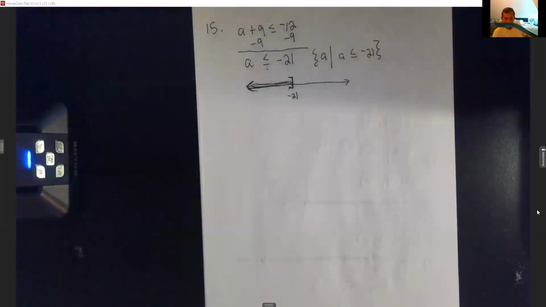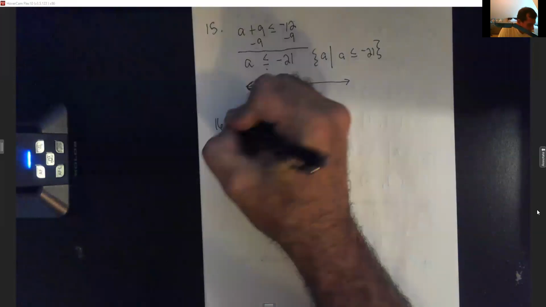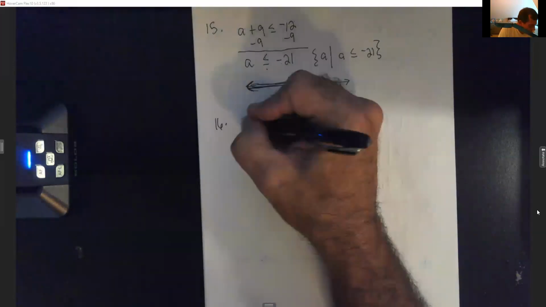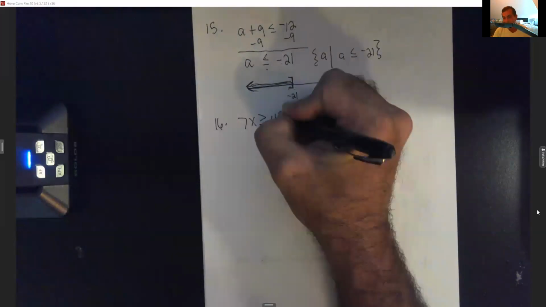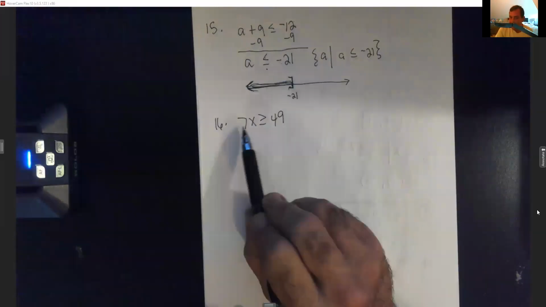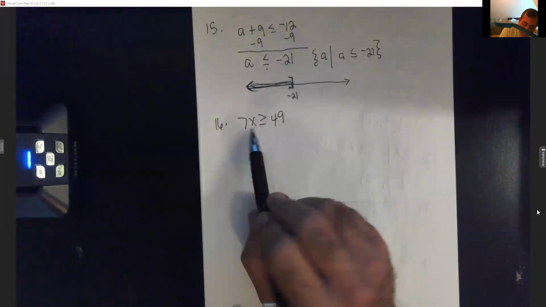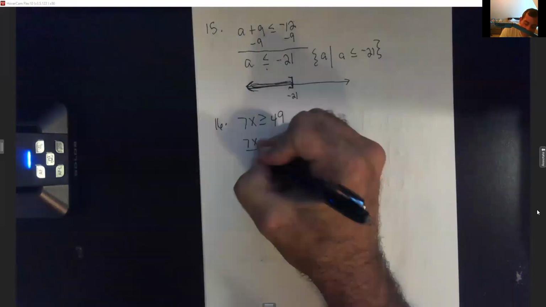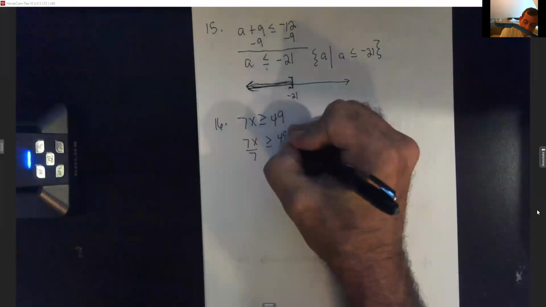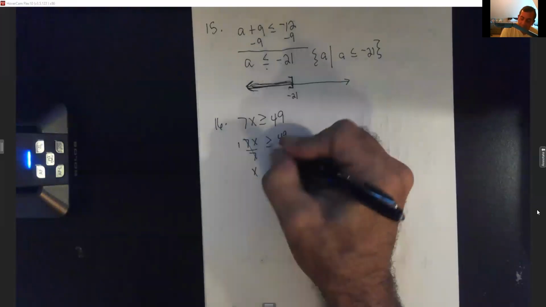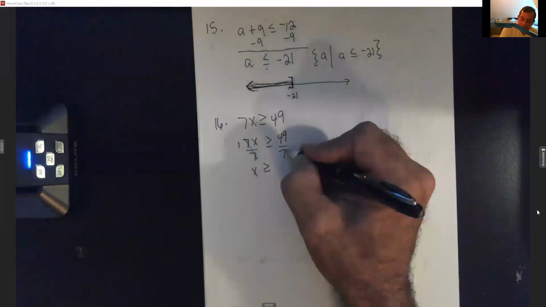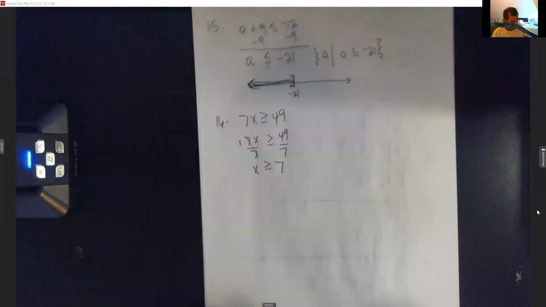All right, let's see what we got next. Same thing on 16, solve and graph, 7x greater than or equal to 49. So this 7 is being multiplied by the x. So to solve this, we're going to have to divide by the 7. So 7 divided by 7 is 1. So I get my x greater than or equal to 49 divided by 7 is 7.